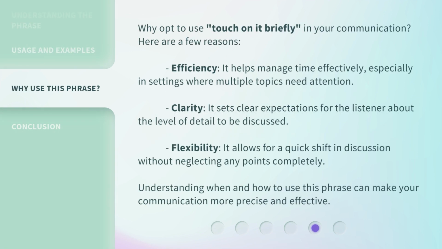Why opt to use "touch on it briefly" in your communication? Here are a few reasons. Efficiency. It helps manage time effectively, especially in settings where multiple topics need attention. Clarity. It sets clear expectations for the listener about the level of detail to be discussed. Flexibility. It allows for a quick shift in discussion without neglecting any points completely. Understanding when and how to use this phrase can make your communication more precise and effective.